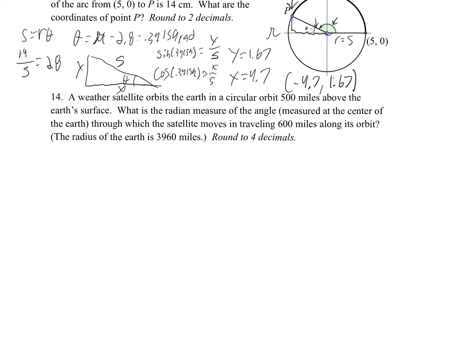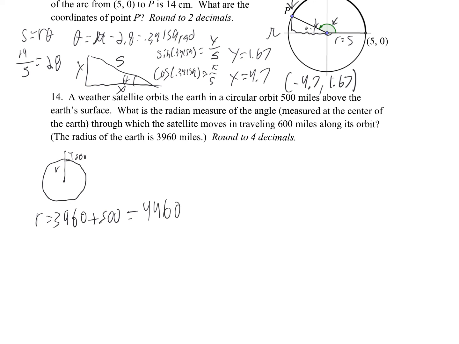So problem 14. We have another satellite that orbits the Earth in a circle 500 miles above Earth, and we travel 600 miles along the orbit, and we know the Earth has a radius of 3,960. If we think about what's happening here, we have a little satellite, which is 500 miles above the Earth's surface, but this angle theta is going to take place from the center of the Earth, so we need the whole distance from the satellite to here, which would also include the radius of Earth. So the total radius would be the radius of Earth plus the 500 miles we are above the surface, which would give us 4,460.